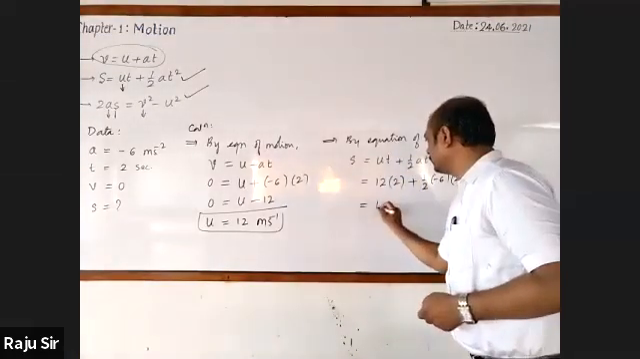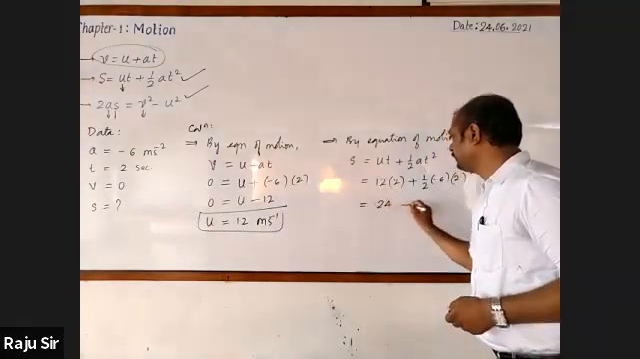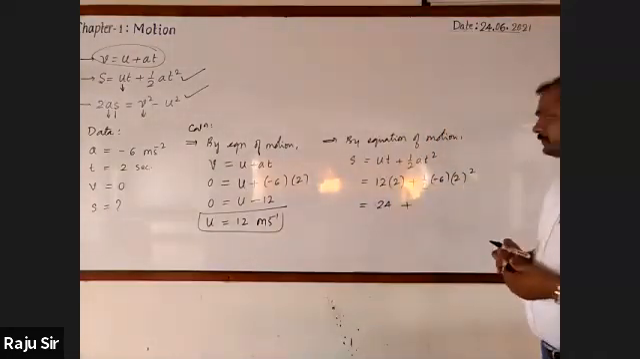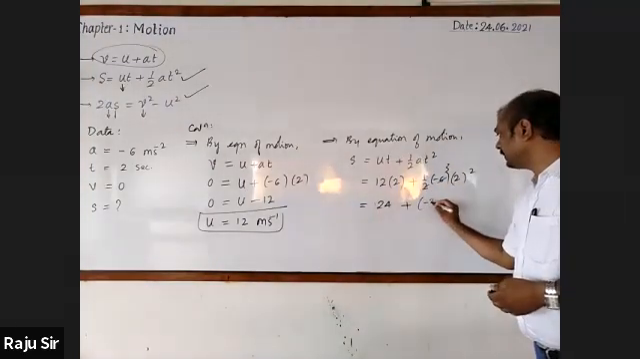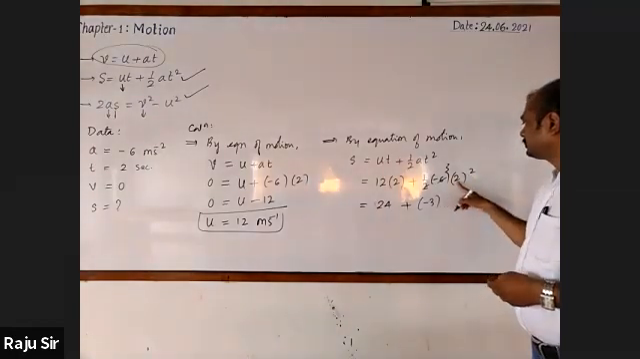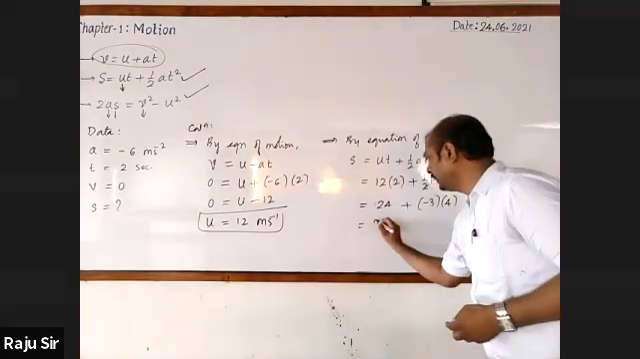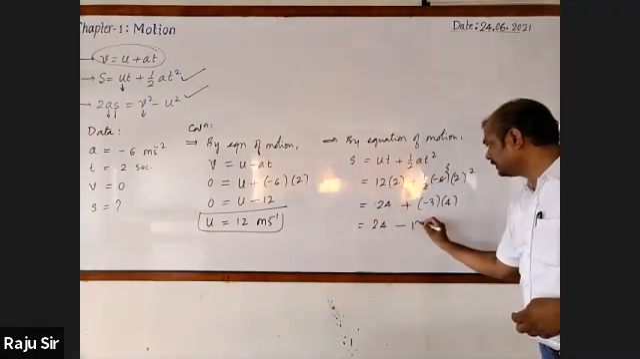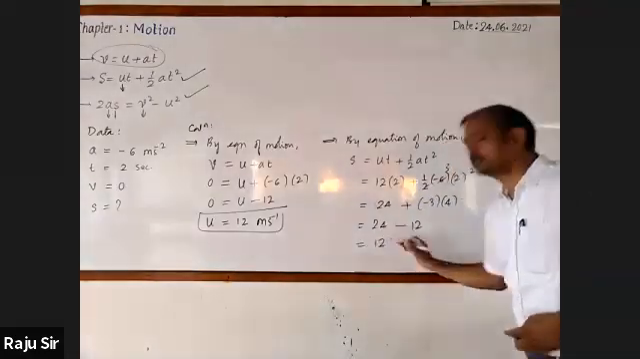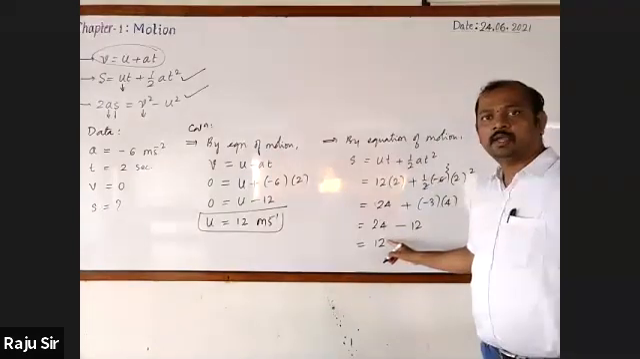This is equal to 12 twos are 24 plus here 2 ones are 2, 2 threes are 6. This is minus 3. Then 2 square is 4. 24 minus 3 into 4 is 12. 24 minus 12 is 12. Have you got the same?